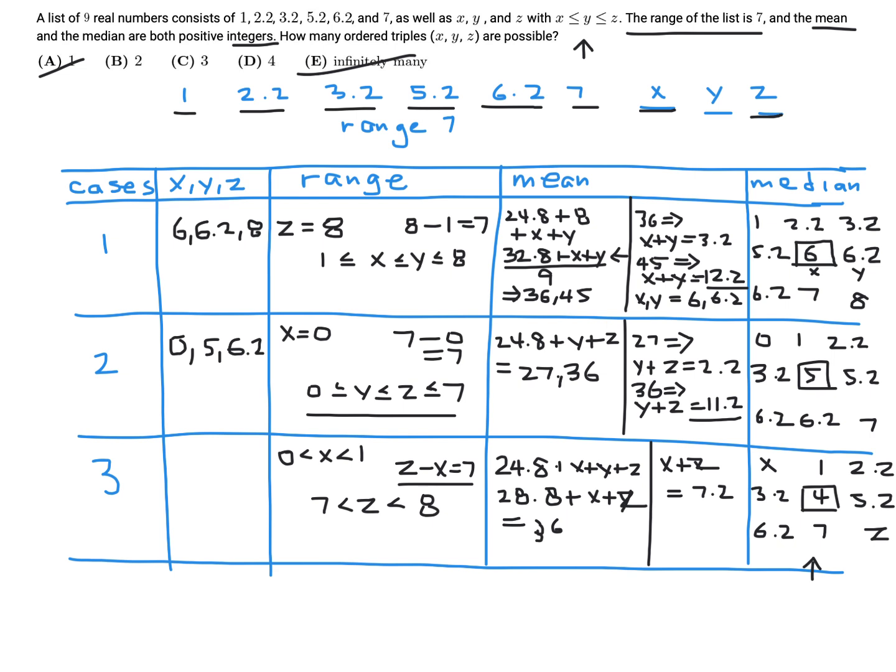So these two equations, if we add them, we get 2z is 14.2, so z is 7.1, and therefore x would be 0.1. And that fits that. So that means this one is 0.1, 4, and 7.2. So there we go. Painstaking question here, and we got 3 possible solutions, and therefore the answer is C.